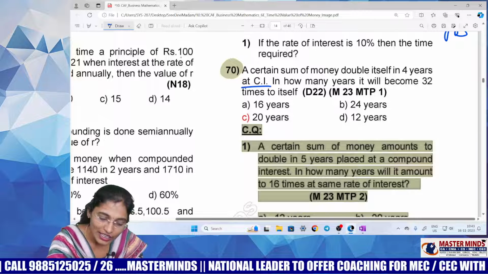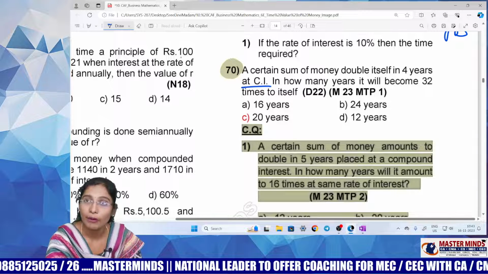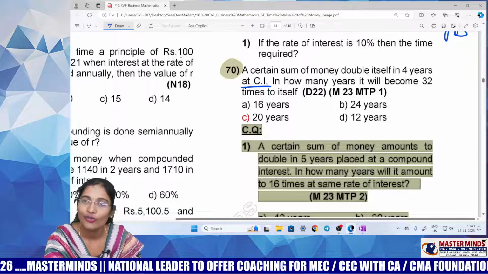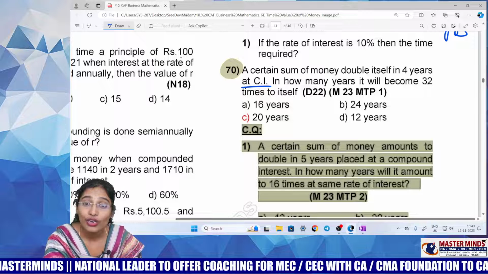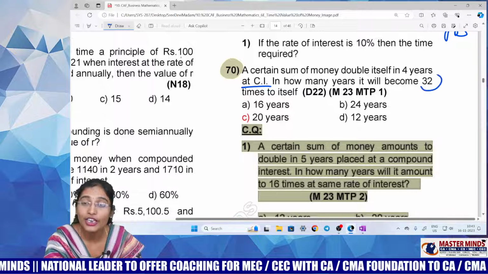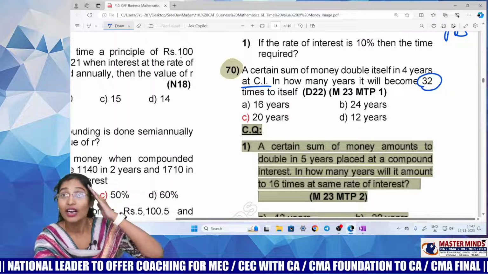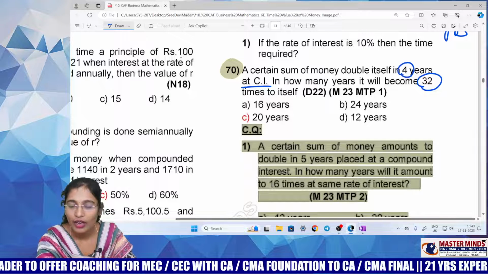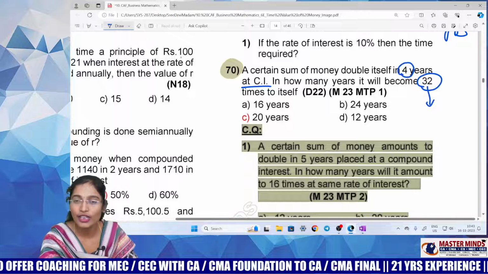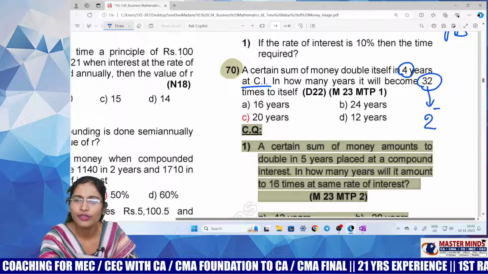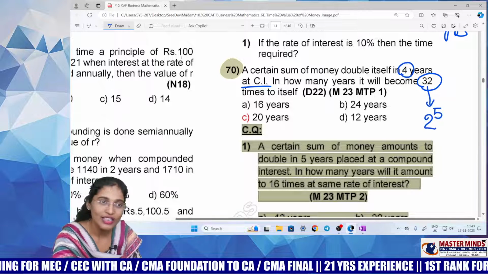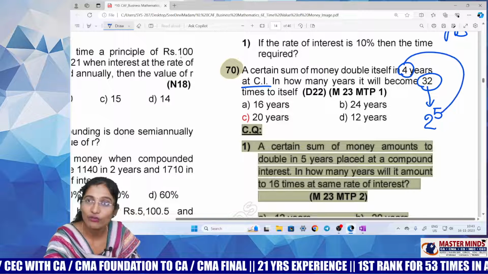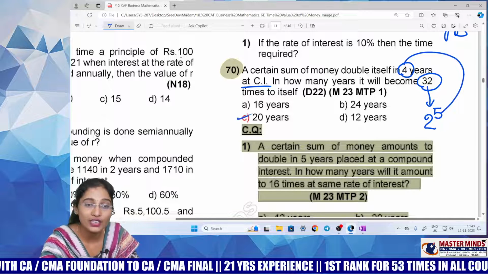4 years at simple interest or compound interest? Compound interest. So please note one point. It doubles itself in how many years? 4 years, right? So in how many years will it become 32 times? Guys, keep the number of years that it takes to double in your brain. And how many times should it be? 32. 32 means 2 power how much? 5. Your answer is the number of years into the power: 4 into 5. So the answer is 20 years.